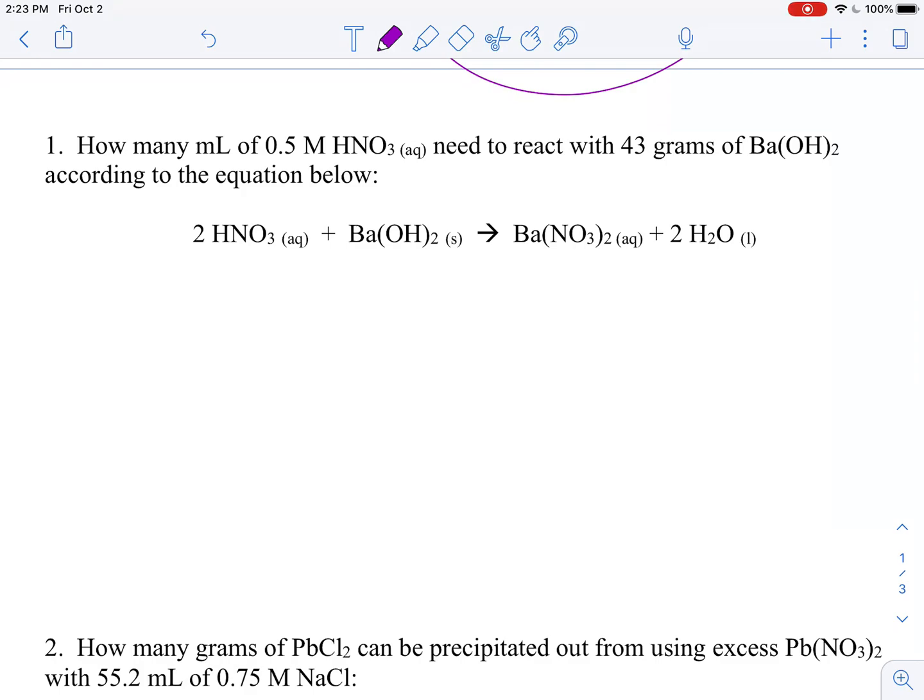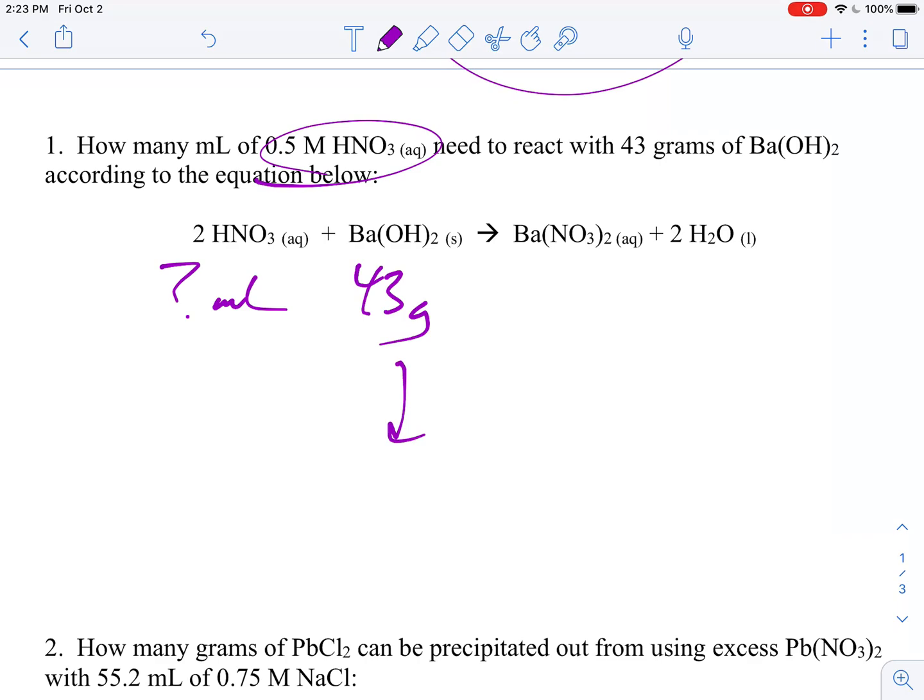So in this particular problem, it says how many milliliters of 0.5 molar nitric acid is needed to react with 43 grams of barium hydroxide. You're going to do the exact same things that you did before. It's just that in this one, I've got 43 grams of this, and I want to know how many milliliters are going to be needed. But the only thing they told me was that it's 0.5 molarity. Well, how am I going to get to milliliters? Let's walk through it step by step.